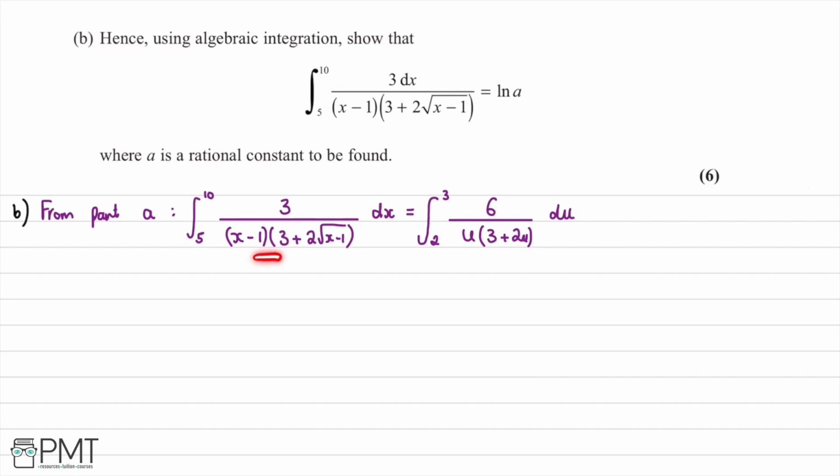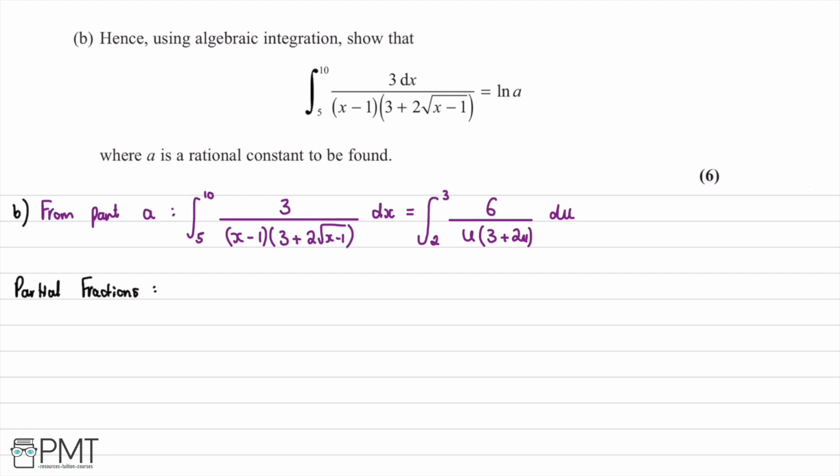So we have that this integral is equal to the integral of 6 over u lots of 3 plus 2u integrated with respect to u with the limits from 2 to 3. So this is a good first step. So the next step for us is going to be to make use of partial fractions. So we'll just write this down here. So we have partial fractions.